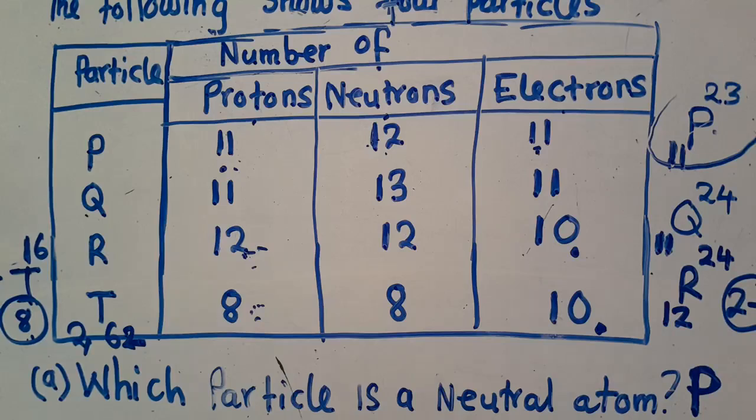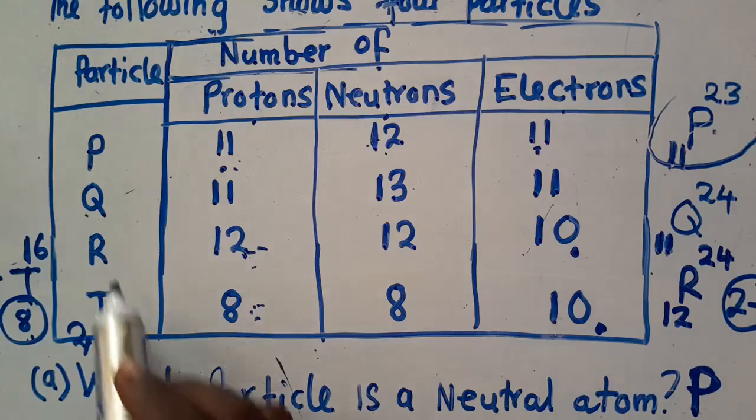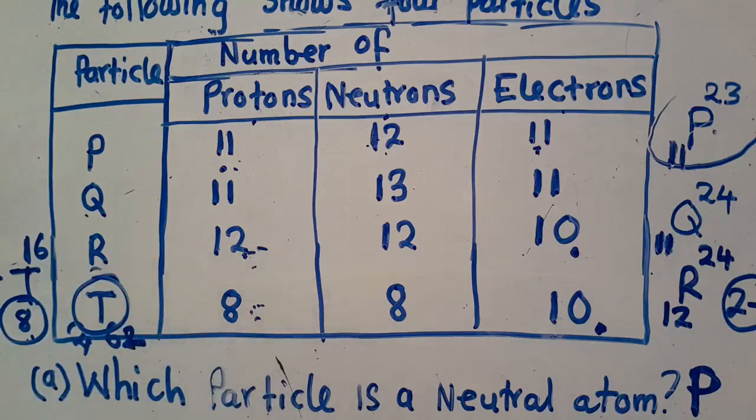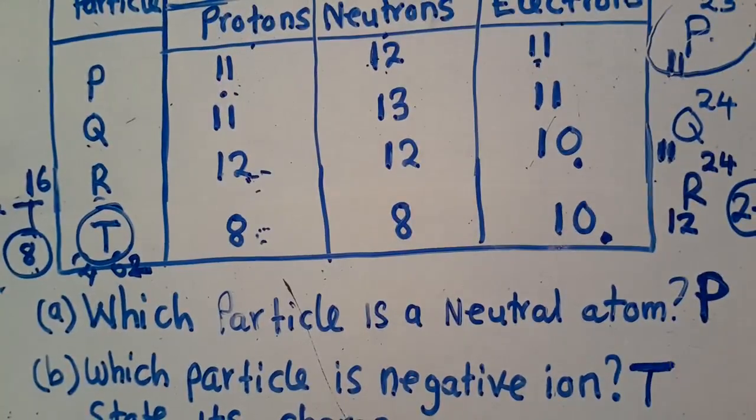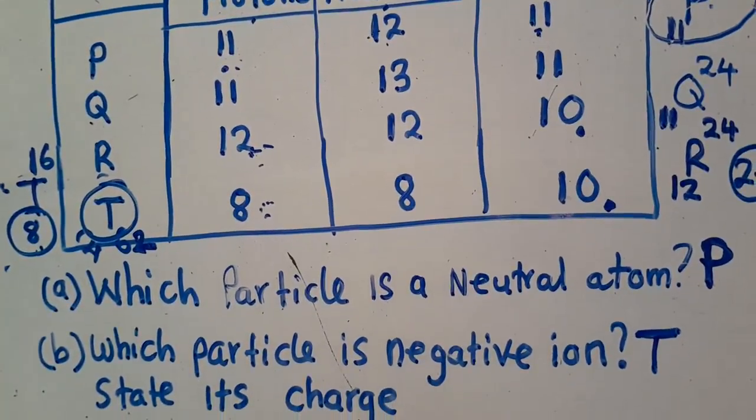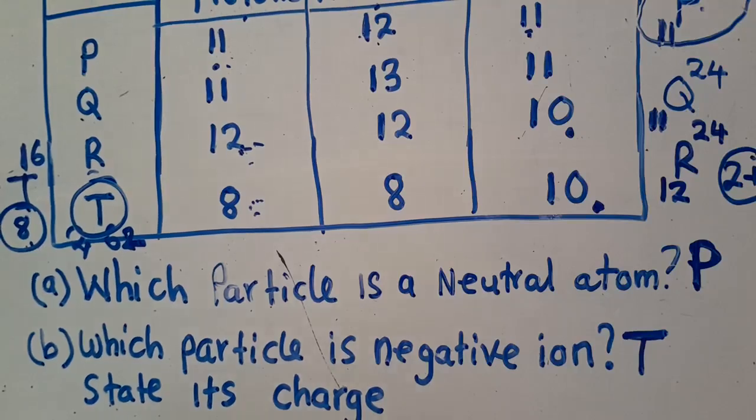So which means that which particle is negative ion? The particle is T. This is how you get to answer. Then they are saying you don't only state the particle, but you also state its charge. What is the charge? It is 2 minus. Meaning for it to be stable, it must gain 2 electrons. This is what you need to understand. So I hope you are able to understand this. You are getting the concept. Let us move to the other question.